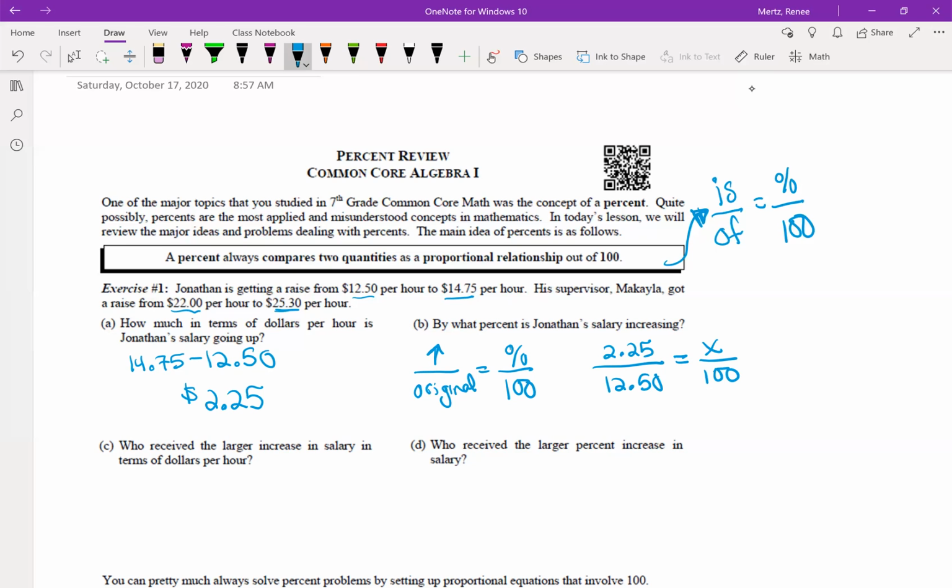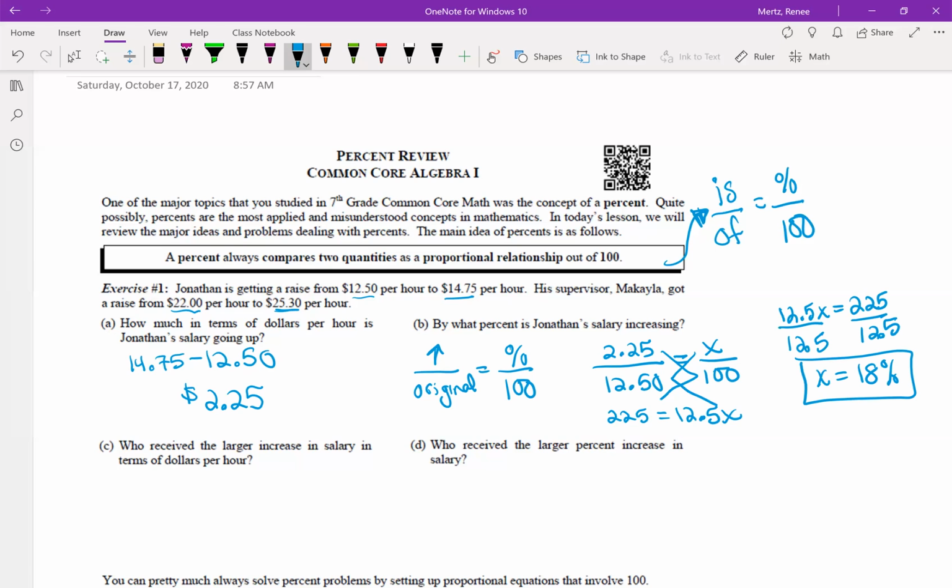I personally like to cross multiply. I don't know if you remember that. So it looks something like that. So 2.25 times 100 is 225 equals 12.5x. So I need to solve that. 12.5x equals 225. I'm just bringing it over. Divide by 12.5. X equals 18, or 18%. That's a pretty good raise, 18%. Usually you get like a 1.8% raise.